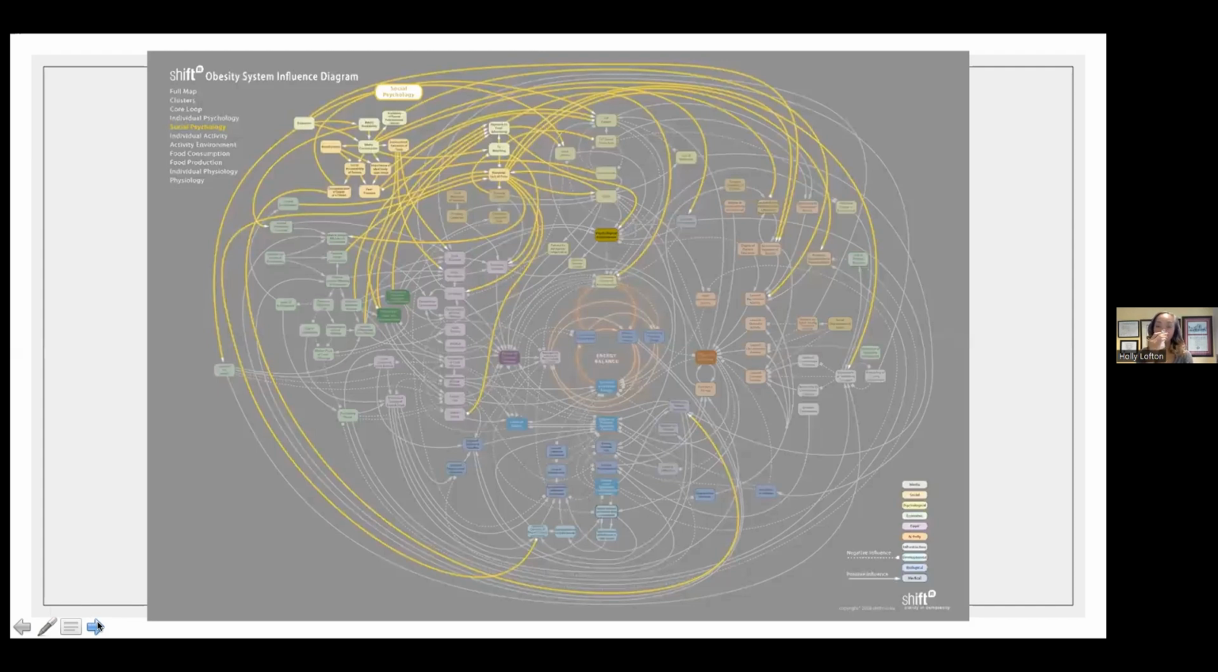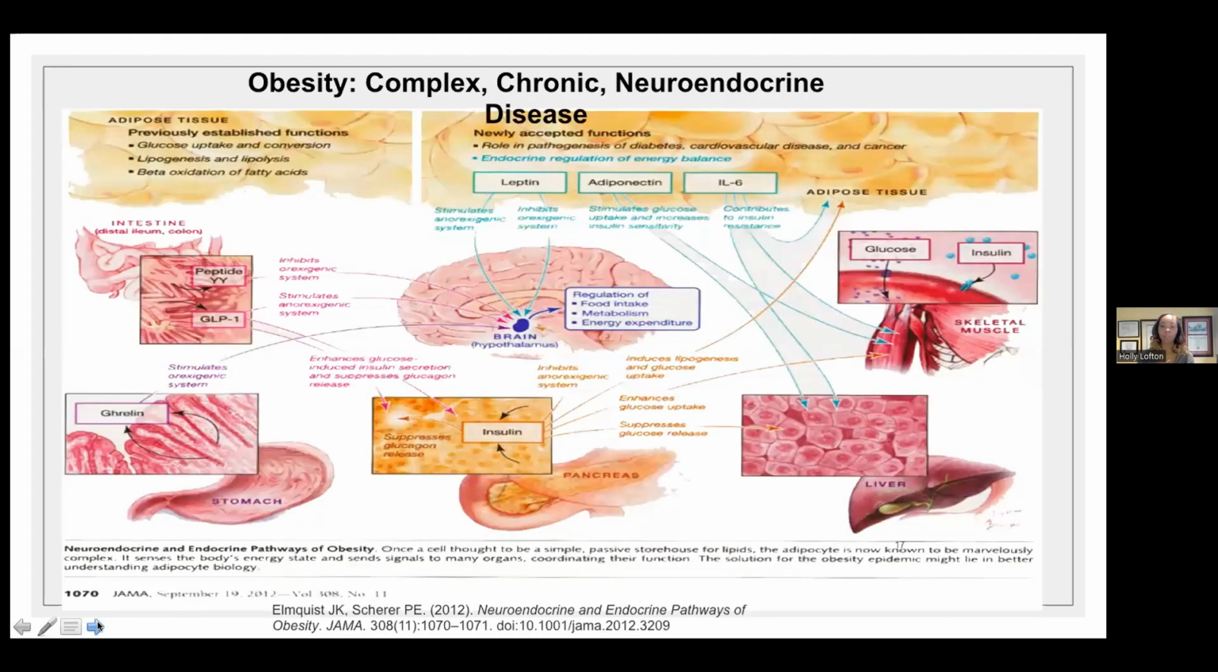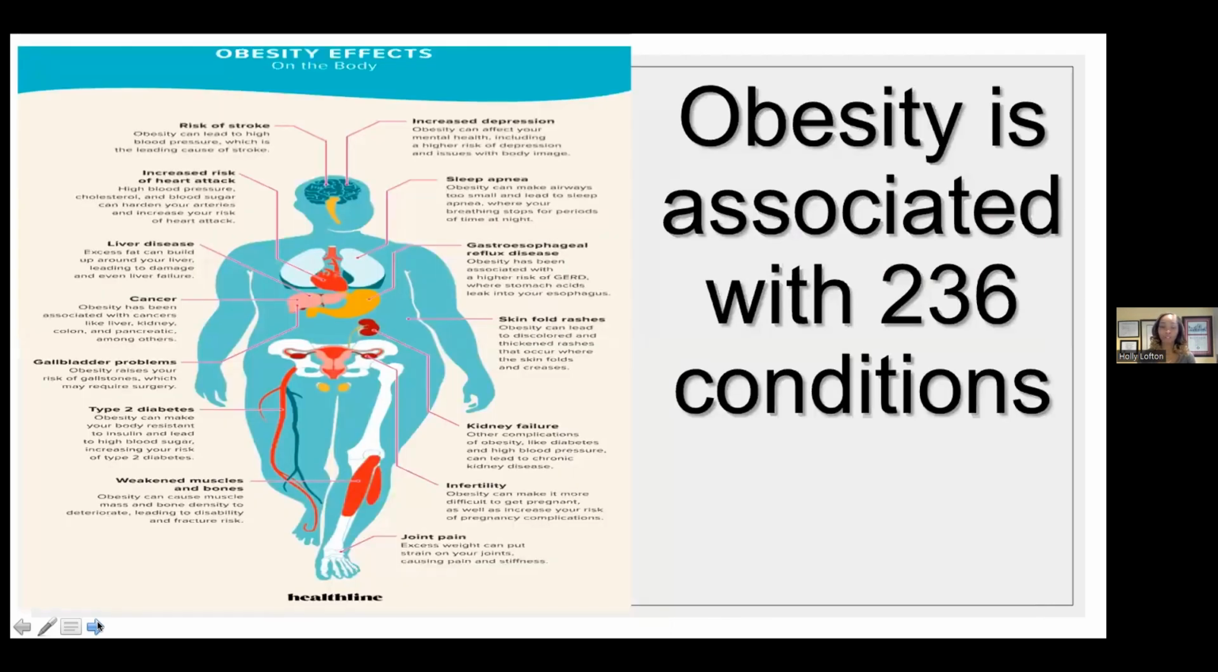Now I can get into this slide, which details all the different reasons why we have obesity, but that would take probably the rest of the day. So I just want to state that obesity is a multifactorial condition. So we'll talk about some of the pathology related to obesity. I mentioned earlier, this is a neurobehavioral condition.